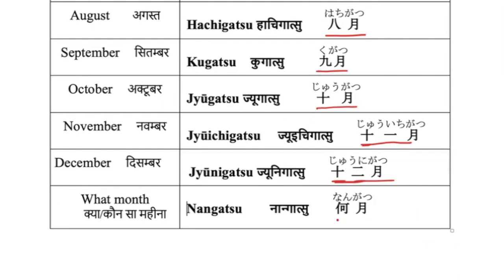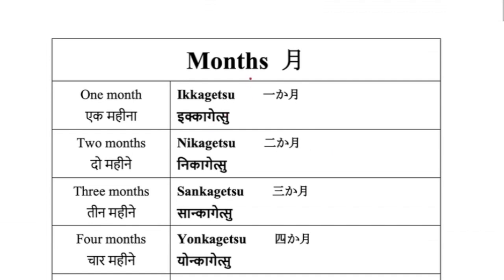And what month is Nan Gatsu? Nan is "what" and Gatsu is the month. So, what month? And there is another way to say months. For example, 1 month, 2 months, 3 months. Again, this kanji is used. Its kunyomi, the Japanese reading, is tsuki, which means moon or month. But its onyomi has two ways. One is gatsu, which we have just done for January, February. And another is getsu. Here we will use getsu.